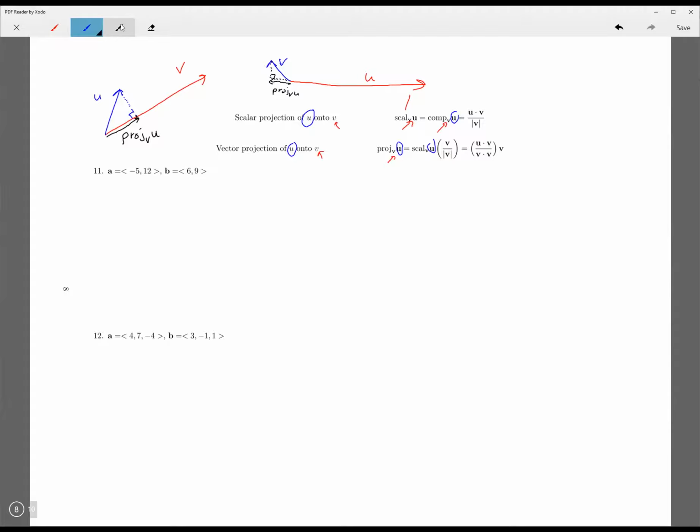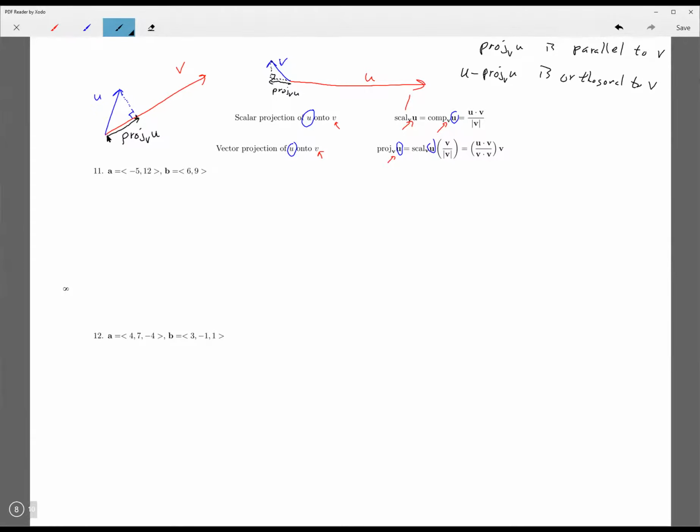And one interesting thing about this is that the projection vector of u onto v is parallel to v. If you take the vector u and subtract the projection, you'll get something that's orthogonal to v. Okay, so don't worry too much about this yet.